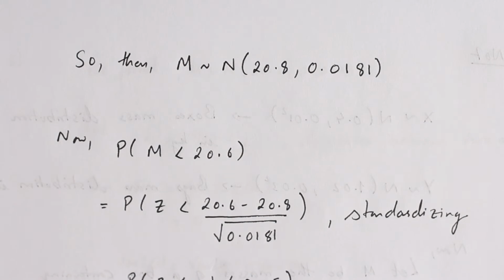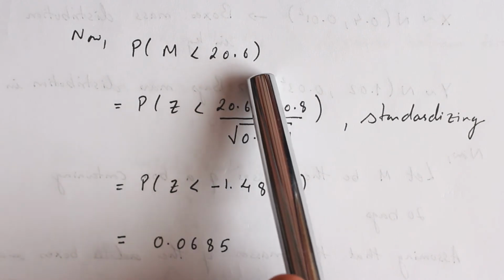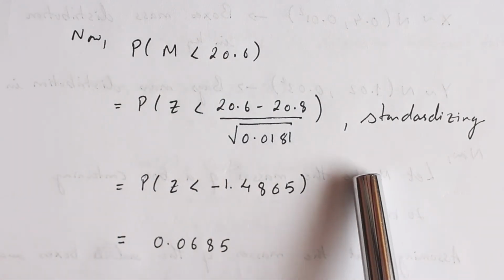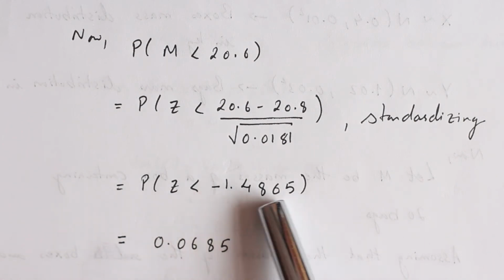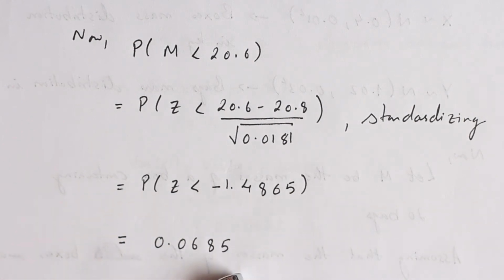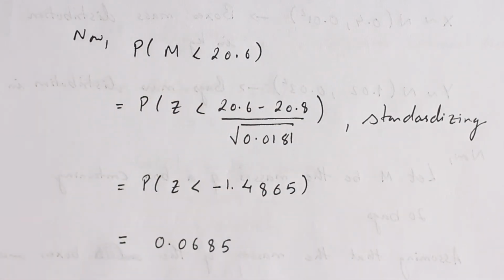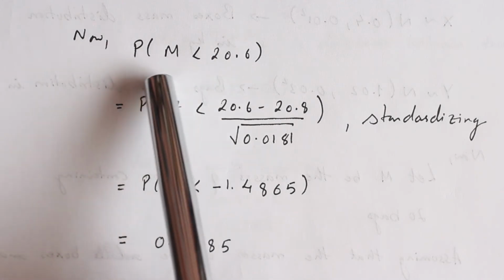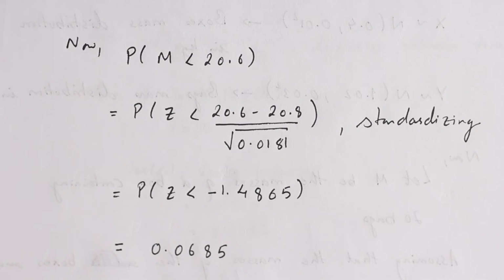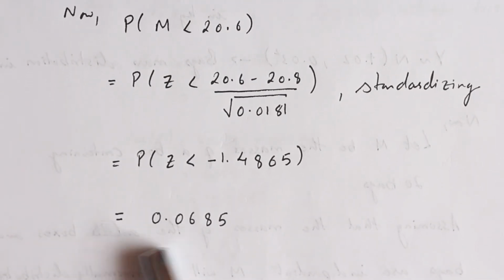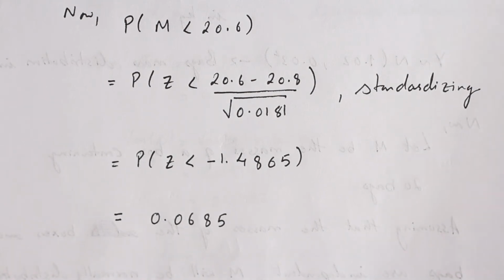Now the first question is asking us to find the mass to be less than 20.6. So again, if you standardize it, you want to find the probability that Z is less than minus 1.4865, so you get this one. It's very important when you are finding the value for the probability, you have to standardize for a normal distribution, and hence you get 0.0685.